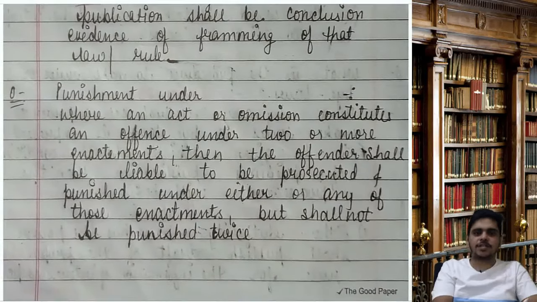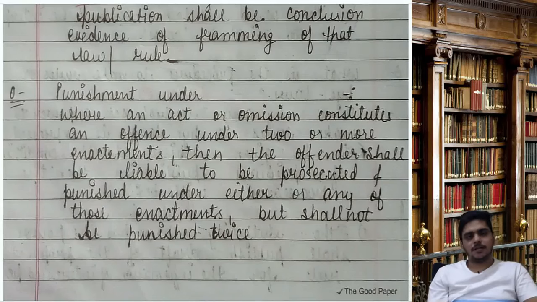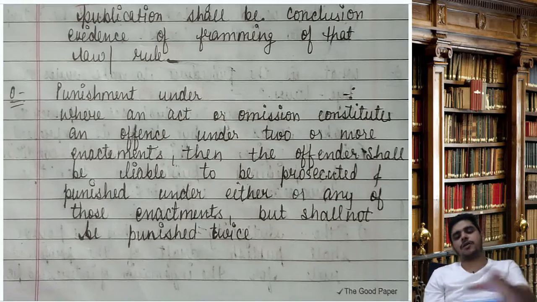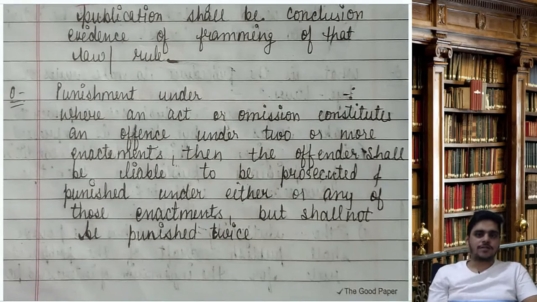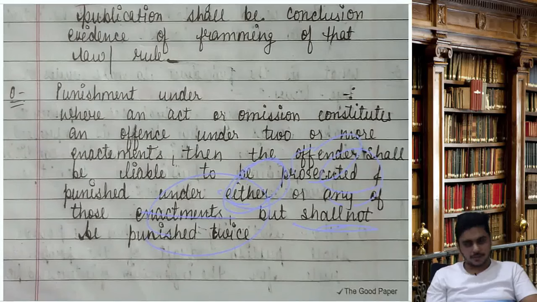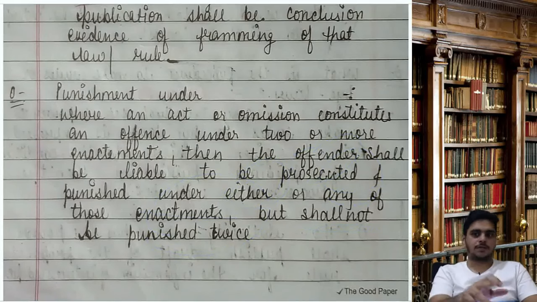Now, punishment under two acts. So if you are liable under the CA Act and also the Companies Act, you will not be punished in two acts. You will be punished only in one act. When an act or omission constitutes an offence under two or more acts, then the offender shall be liable to be prosecuted and punished under either or any of those enactments, but shall not be punished twice. There is an advocate question in the book. Please do that question.